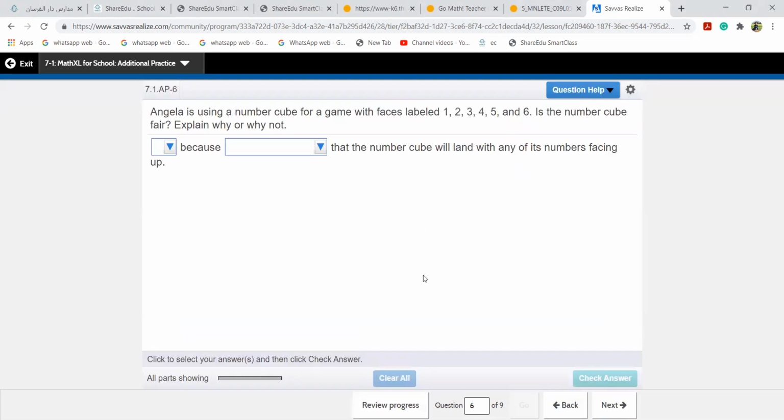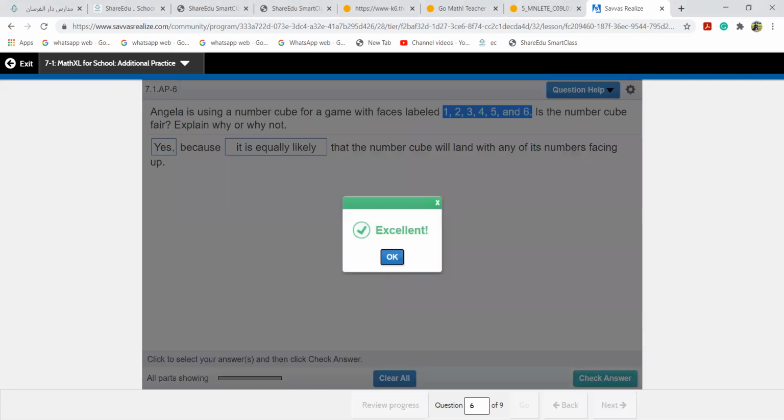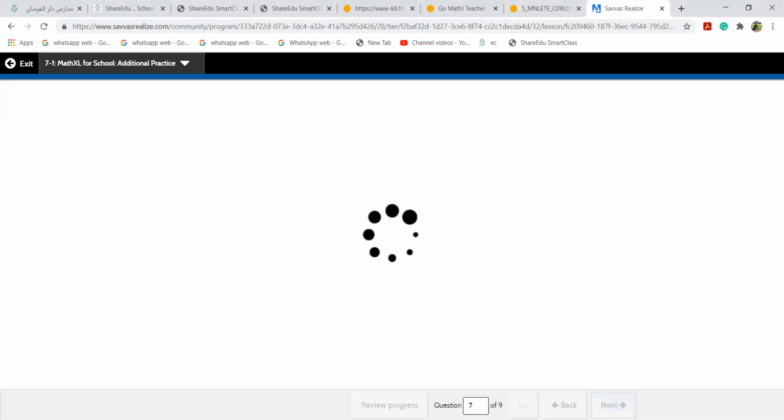Now here, Angela is using a number cube for a game with faces labeled 1, 2, 3, 4, 5, and 6. Who did not get a chance? Majdulin answered. Dana, do this one. Is the number cube fair? Yes, it is fair because it is equally likely that the number cube will land with any of its numbers facing up. Excellent.